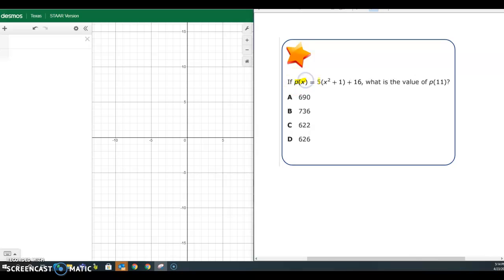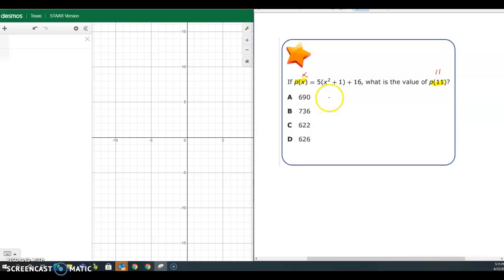If p of x equals 5 times x squared plus 1 plus 16, what is the value of p of 11? Now, guys, before we talk about this, I want you to take 1 second and look at the things I highlighted. What is the difference between them? So now that you've taken a second, you've probably said that the difference between them is that this has an x inside of the parentheses, this has an 11.